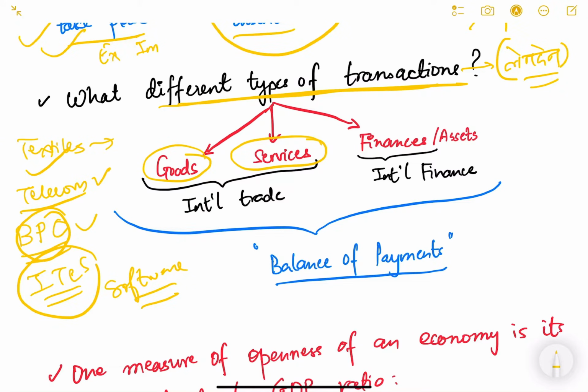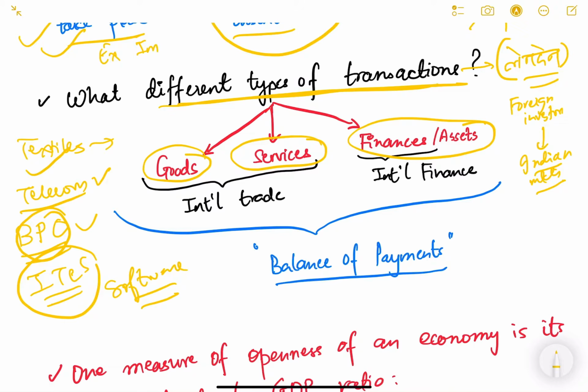Then there can be transactions of finances or assets also. For example, foreign investors, as we have seen in the previous video, are investing in Indian markets through the depository receipts or participatory notes. So that is one thing.